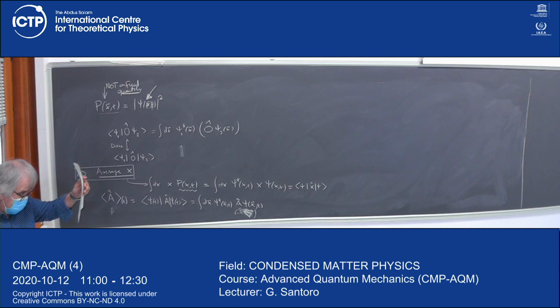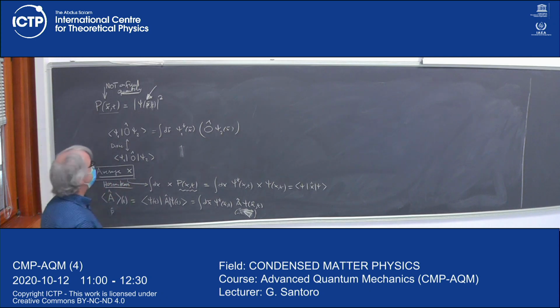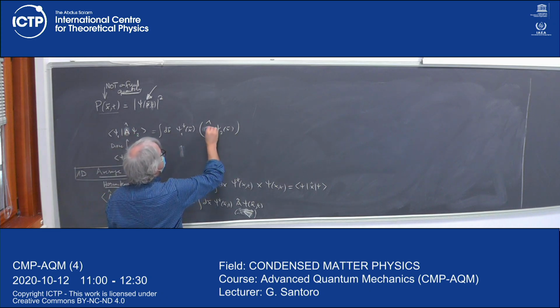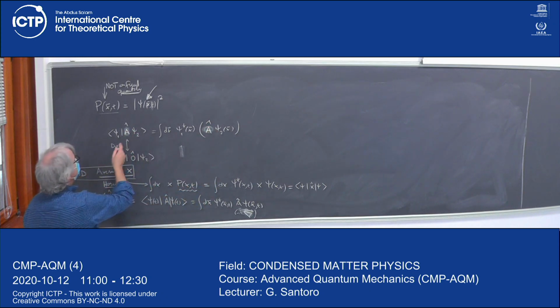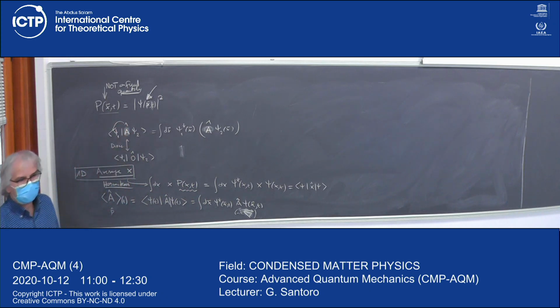Now let's show one simple but important property. Suppose that this operator A is Hermitian. Okay? So you remember that when an operator is Hermitian, let me write here A with A dagger. Then you know that you can make it pass the bra at no cost.